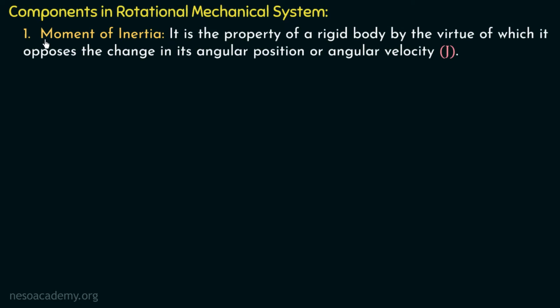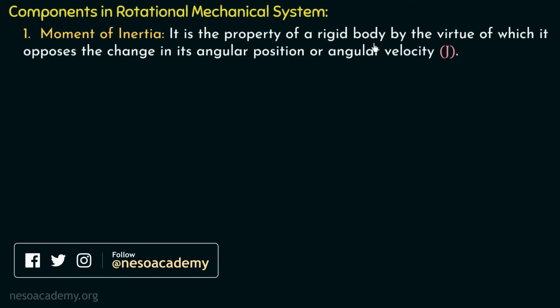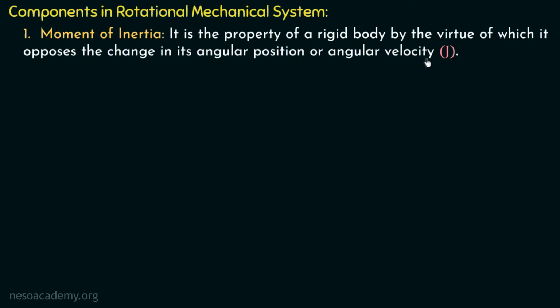The first one is the moment of inertia, which is defined as the property of a rigid body by virtue of which it opposes the change in its angular position or angular velocity. It is represented by the letter J. So the moment of inertia is a property of a rigid body by virtue of which it opposes the change in its angular position or angular velocity. Let us understand this with the help of one example.